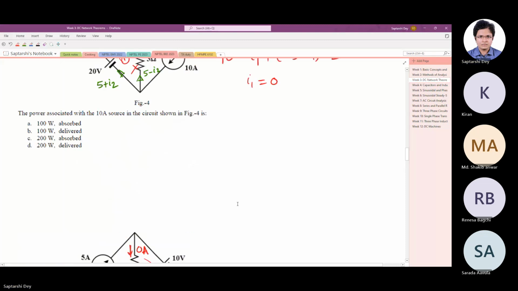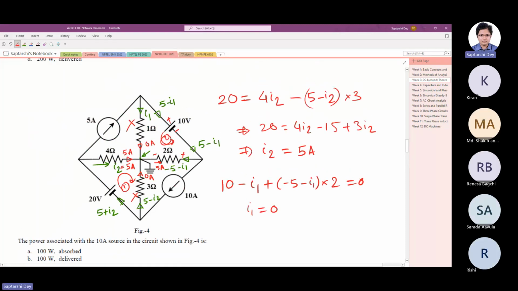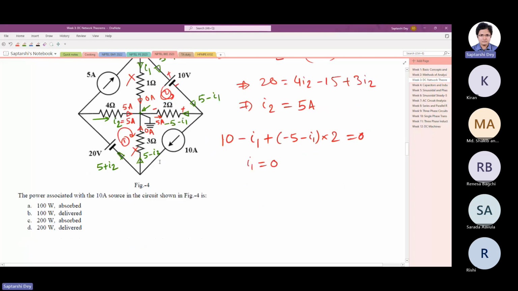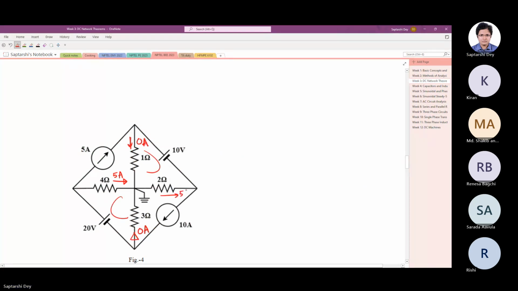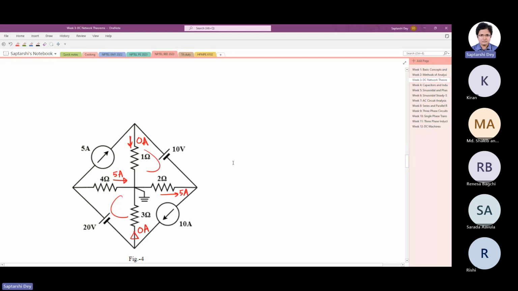And again, if you look in this circuit, in the 2 ohm resistance, the current was minus (5 minus I1). I1 is 0, so the current is minus 5 ampere. We took it from right to left. So basically in the 2 ohm resistance, we have a current flowing from left to right. So 5 ampere current flowing in this way. So it matches. No current through these top and bottom branches, the 1 ohm and 3 ohm resistances. 5 ampere current comes in and goes out.